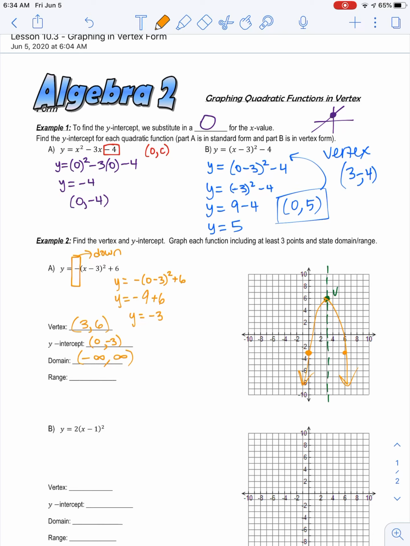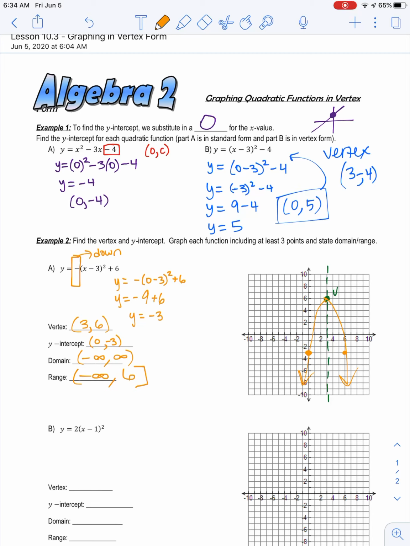The range, if I look lowest to highest, the lowest y value is negative infinity because I have arrows pointing downward. But then the highest is the y value of my vertex, which is a 6. That will have a bracket because we have a closed point there. We've done domain and range in Unit 3, so now we're just reviewing that.